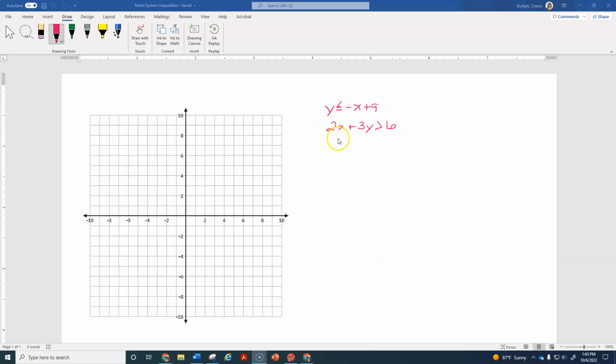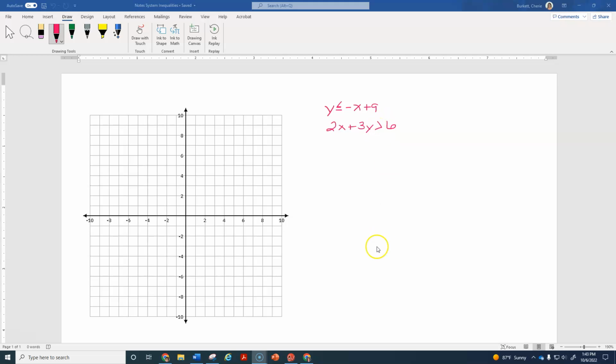We are going to be solving systems of inequalities. Notice here that instead of having equal signs, I have a slope-intercept form with a less than or equal to symbol, and a standard form with a greater than symbol. We're going to do this by hand.